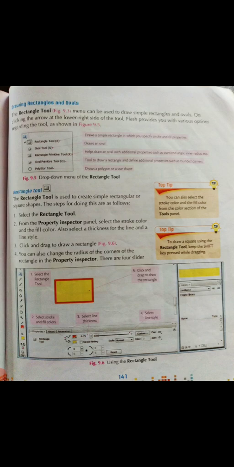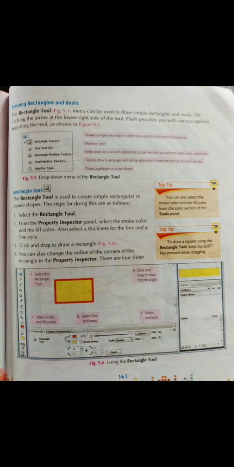It draws a simple rectangle in which you specify stroke and fill properties. So this rectangle tool, denoted as R, has the main function of drawing a simple rectangle with the help of your fill color and stroke colors. Then the next one is the oval tool, denoted as O, whose main function is to draw an oval. Then you come to the next, the rectangle primitive tool.